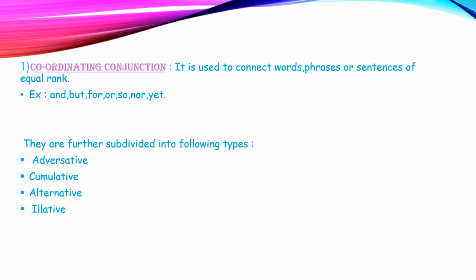So coordinating conjunctions are the words which are used to connect words, phrases or sentences of equal rank. For example, if the words or phrases are of equal importance, then we use a coordinating conjunction. For example, and, but, for, or, so, nor, yet. These are examples for this type of conjunction. Again, they are further subdivided into four types: adversative, cumulative, alternative, and illative. Okay, let's see one by one in detail with examples.